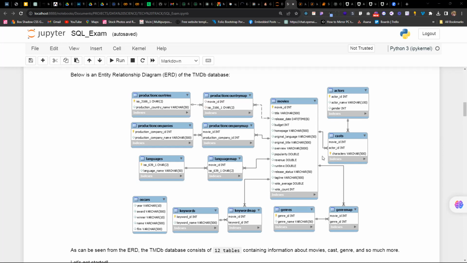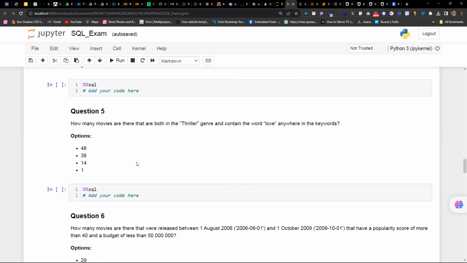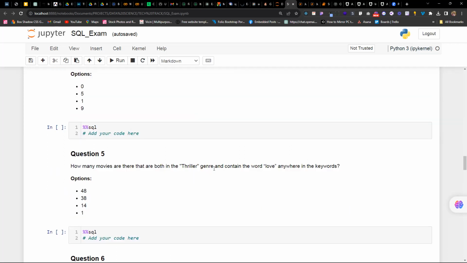Where are we finding that keyword? Okay, please go down to the question again. In how many movies that are both in the thriller genre and anywhere in the keyword contain the word love?